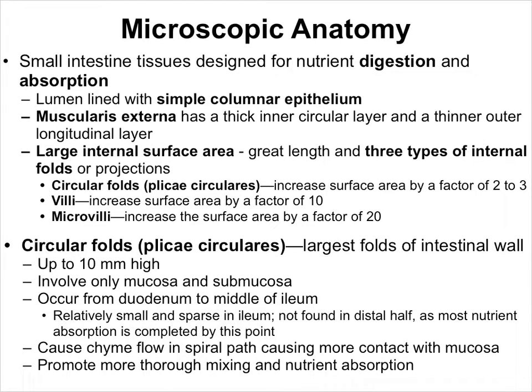There are 3 types of internal folds that increase surface area of the small intestine. First off, the circular folds. These are those circular ridges that are particularly present in the jejunum. They're present throughout the intestine, but they are particularly pronounced and abundant in the jejunum. And so those are the plicae circulares, or circular folds. They increase the surface area by about 2 to 3 times.